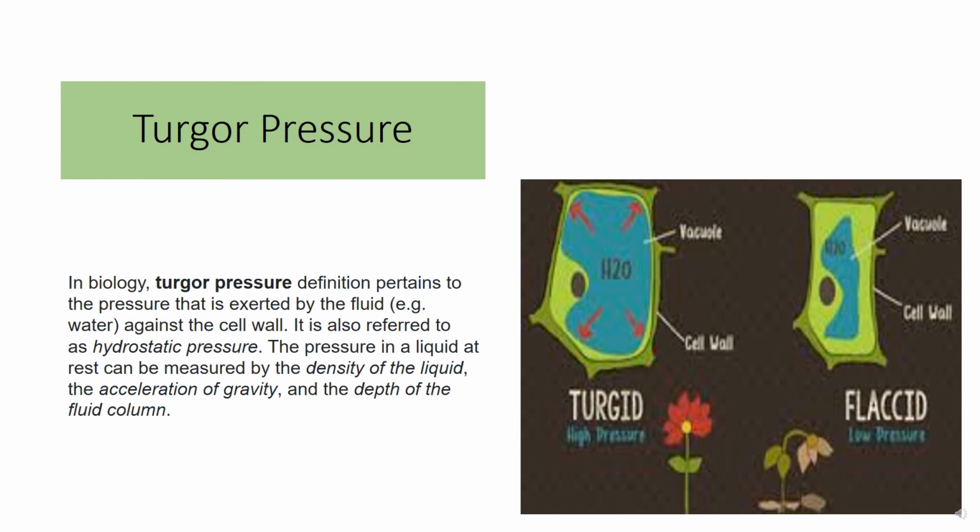Let's move towards turgor pressure. The first question is, what is turgor pressure? The pressure created by the internal water on a cell wall from inside the cell is called turgor pressure. When a plant cell is placed in a hypotonic solution, water moves into the central vacuole. After gaining water, the vacuole increases in size.